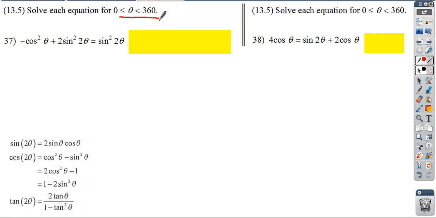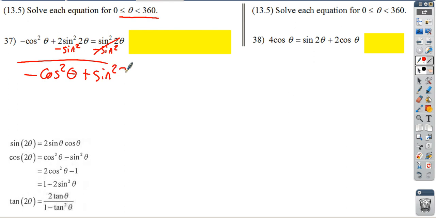Okay, this is also important. Solve each equation for any angle from 0 to 360. That means usually we're going to have 2 to 4 solutions for a lot of these, and we have to check. Sometimes you get extraneous solutions too. So let's start by combining the like terms here. So we'll subtract this sine squared right here, and we'll subtract this sine squared, and then we'll have negative cos squared theta plus sine squared 2 theta.